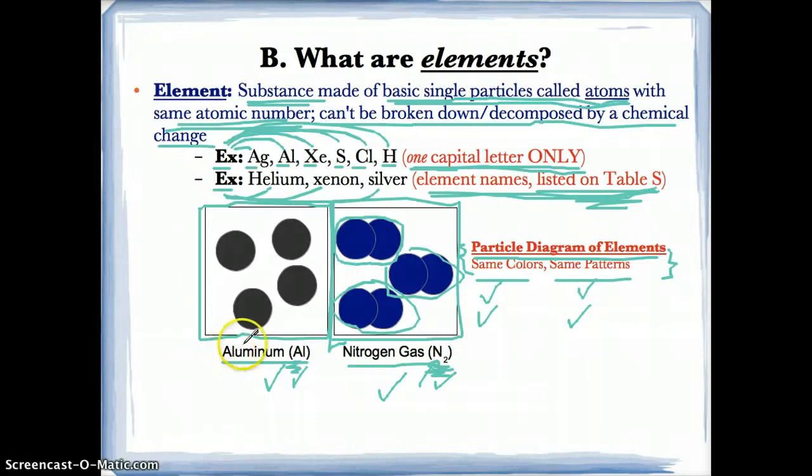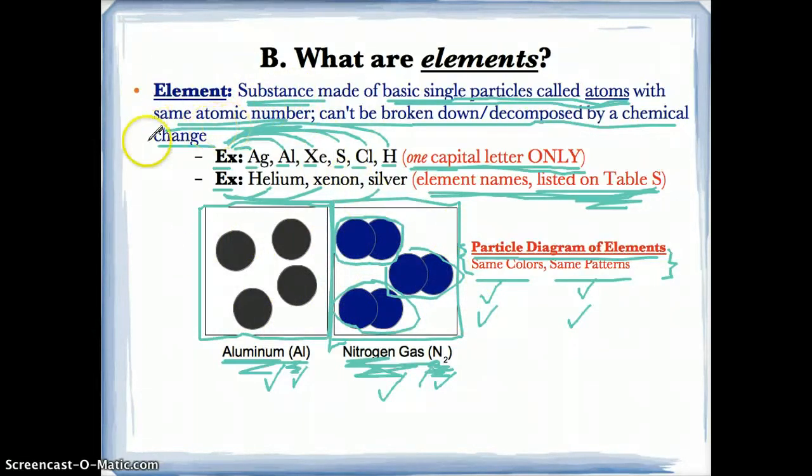How you can tell based on their chemical names is that aluminum is listed on table S, which you can check on your own, and nitrogen gas. So nitrogen is listed on table S, which you can look up on your own. So therefore, you know that aluminum and nitrogen are both elements since they're listed in table S. And obviously, the third way, again, are the particle diagrams, that they have the same colors everywhere and the same patterns, then you know it's an element. Okay? So just remember everything we learned on this slide.